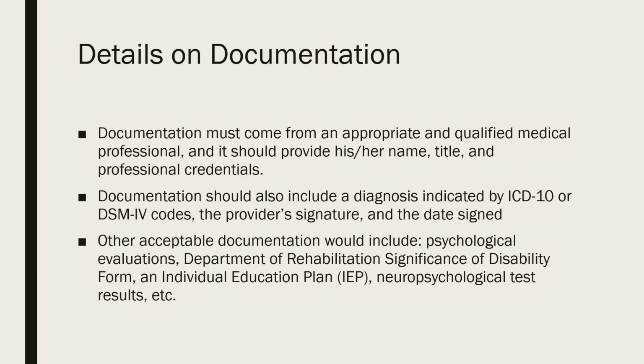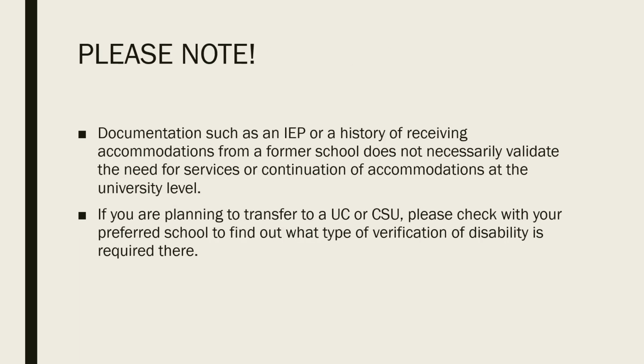Documentation must come from an appropriate and qualified medical professional, and it should provide his or her name, title, and professional credentials. Documentation should also include a diagnosis indicated by ICD-10 or DSM-4 codes, the provider's signature, and the date signed. Other acceptable documentation would include psychological evaluations, Department of Rehabilitation Significance of Disability form, an individual educational plan, IEP, neuropsychological test results, etc. Please note, documentation such as an IEP or a history of receiving accommodations from a former school does not necessarily validate the need for services or continuation of accommodations at the university level.